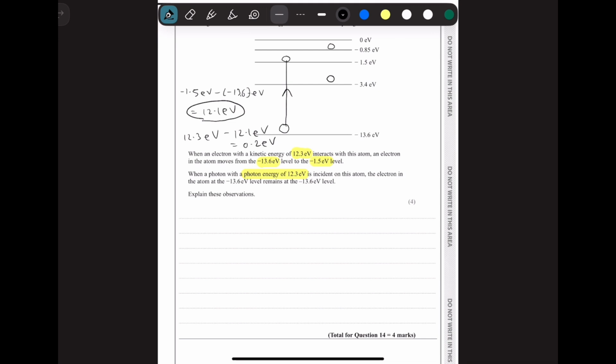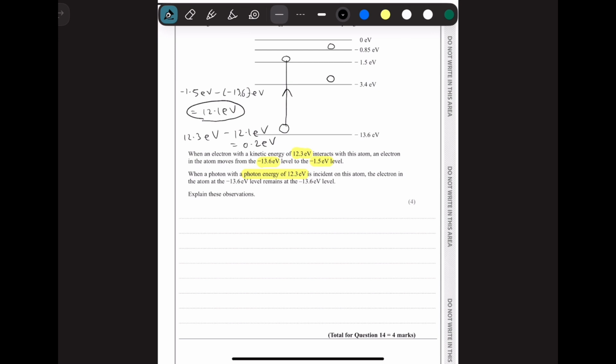This additional 0.2 electron volt is actually the kinetic energy left for the incoming electron. Hence, from this question we can understand that the electron in the atom can absorb an incoming electron whose energy is equal to or greater than the energy level difference of the atom, but the electron in the atom will absorb a photon only if its energy is equal to the energy level difference of the atom. That is the difference over here.